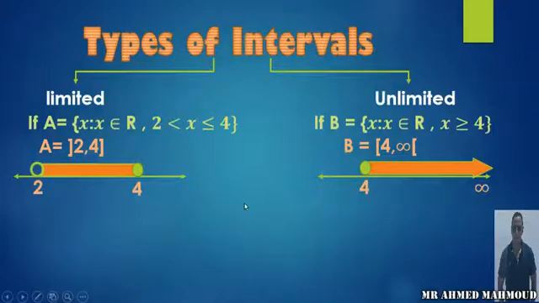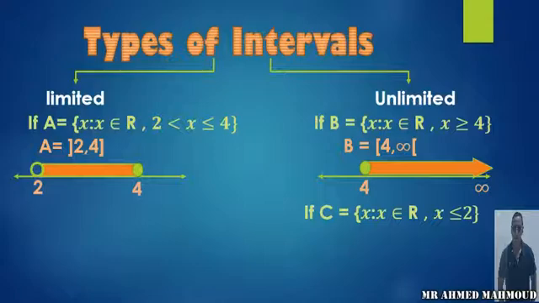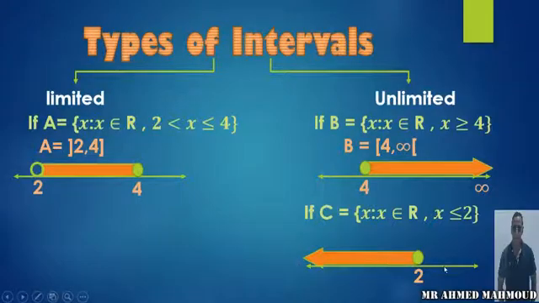Another example of an unlimited set: C such that x belongs to R and x is smaller than or equal to 2. The start here is 2 and x is all the numbers smaller than or equal to 2. Let's represent it on the number line. This is the number line. I will write 2 closed like this, and the numbers smaller than 2 will be to the left, to infinity, like this. In this direction the arrow goes to infinity.